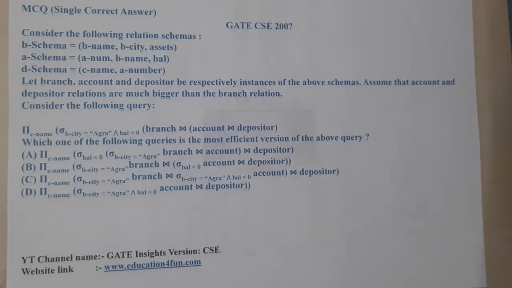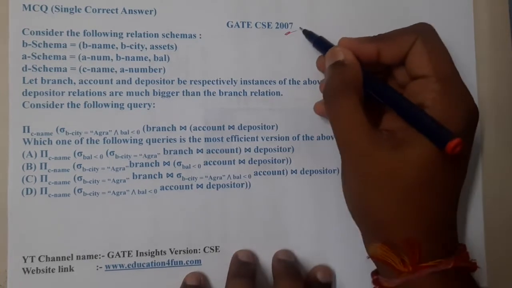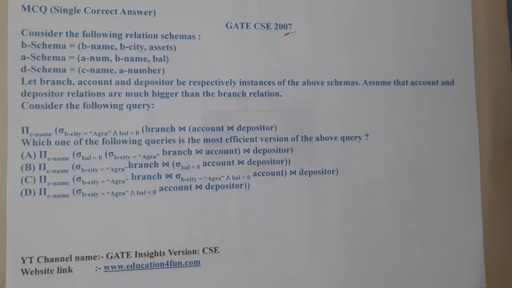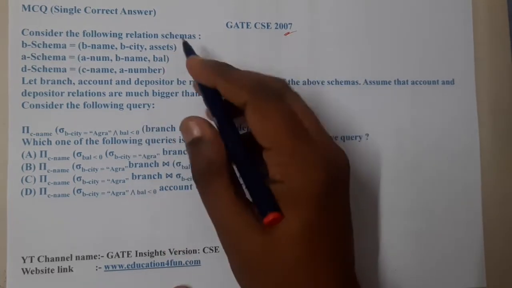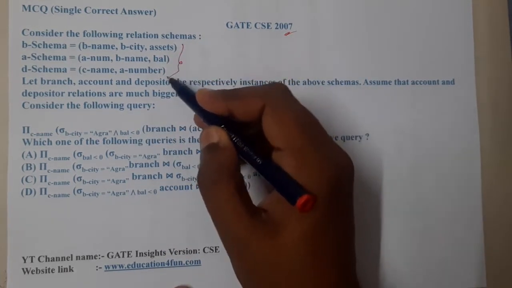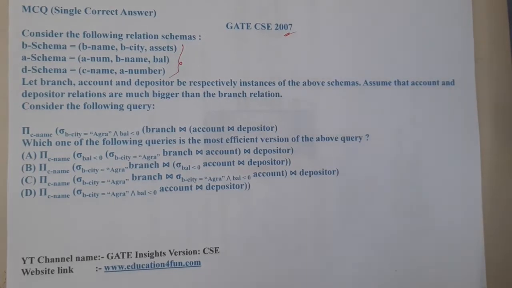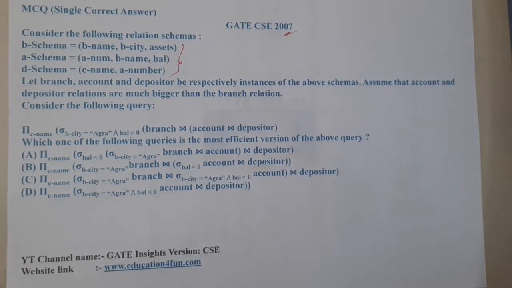In this lecture, let us go through the next question. This question belongs to GATE CSE 2007. The given question is: consider the following relational schema. We have three tables. Let branch, account, depositor be the respective instances of the above schemas. Assume that the account and depositor relations are much bigger than the branch relation. Consider the following query.